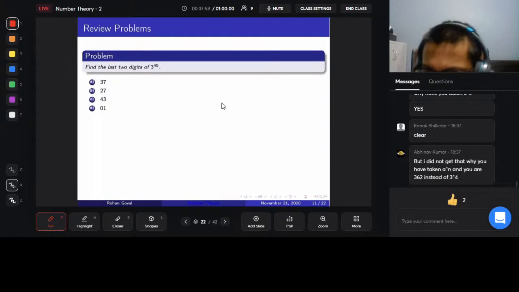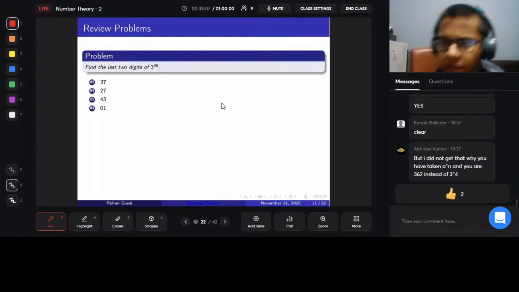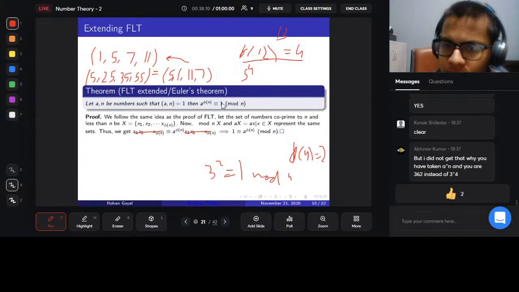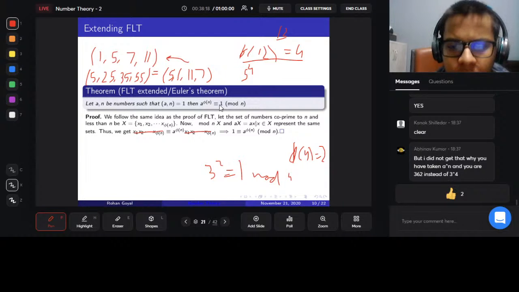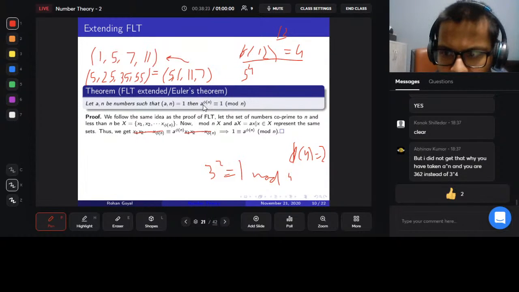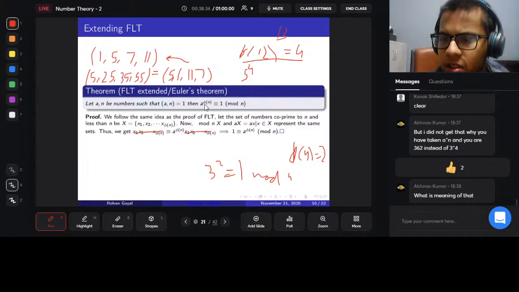I have not taken a to the n. Abhinav, you're mistaken. It says a to the phi of n, not a to the n. They're very different things. Here you have n, but this is phi of n. Phi of n is the totient function. I assume familiarity with that, otherwise you cannot progress. It's the number of numbers less than a number which are co-prime to it.